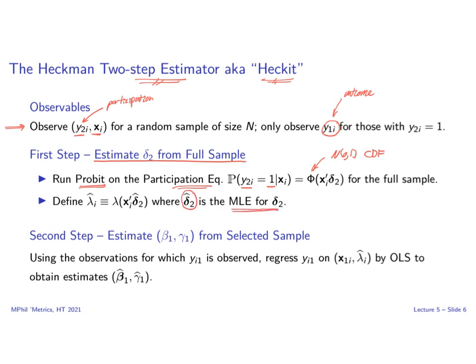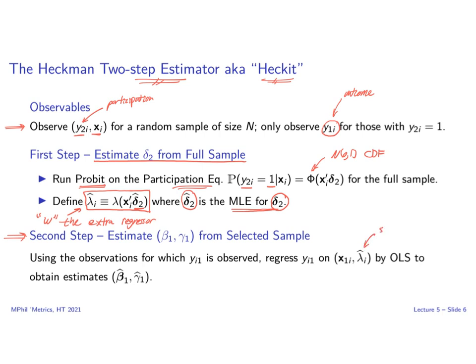Using this MLE, we construct lambda hat i. This is that regressor that I was calling w before, that we construct by evaluating the inverse Mills ratio, the function lambda, at individual i's covariates, xi, using our maximum likelihood estimator, delta 2 hat, to stand in for the true unknown parameter vector of the participation equation. In the second step, we simply plug in this lambda i hat for that missing regressor, wi.